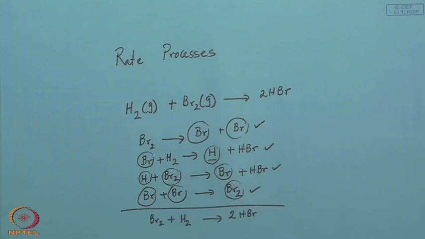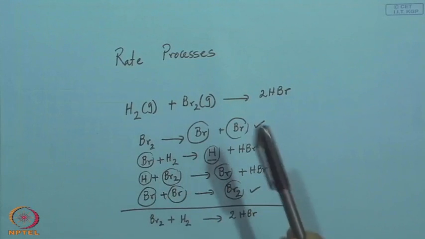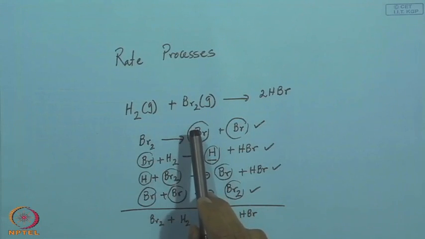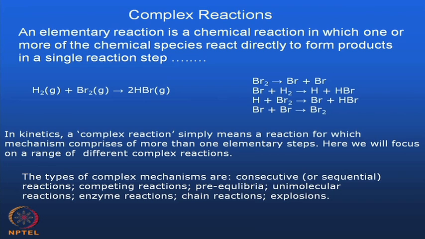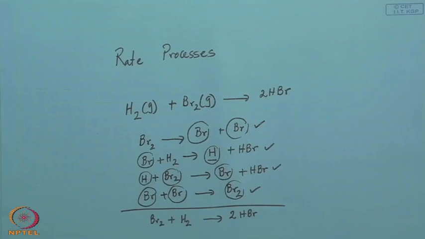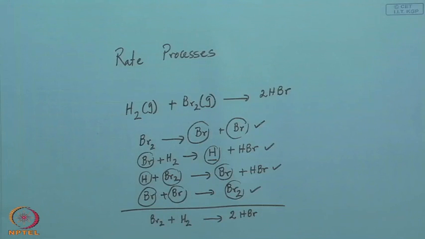How this reaction mechanism is established, this part I will discuss in detail maybe in some other lecture, but just to show you that this is a complex reaction. This complex reaction consists of four elementary steps. An elementary reaction is a chemical reaction in which one or more of the chemical species react directly to form products in a single reaction step. This is a single reaction step.